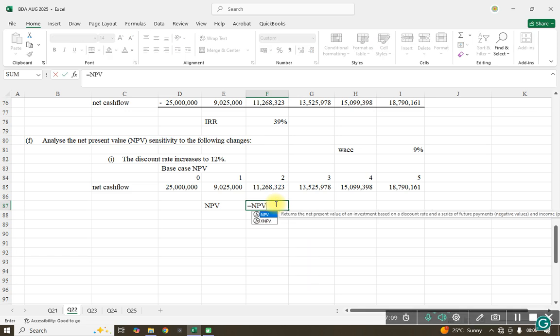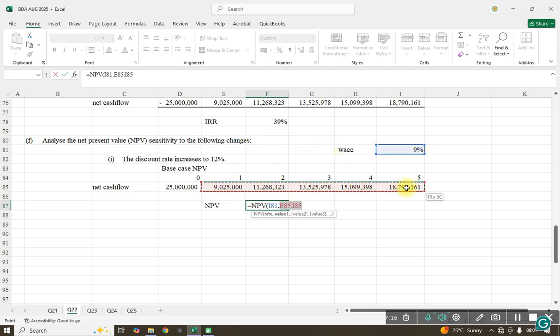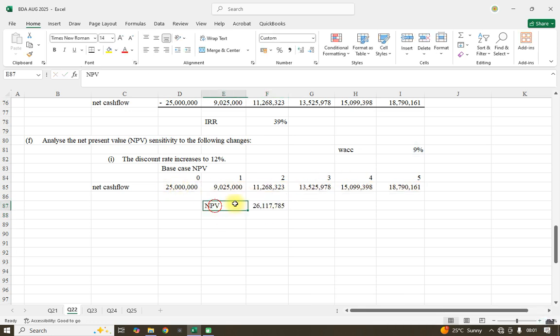It will be NPV. So the rate is 9, and these are our values. And you less the initial of 25. So you'll find that we have a base NPV of 26,117,785. So this is the base.